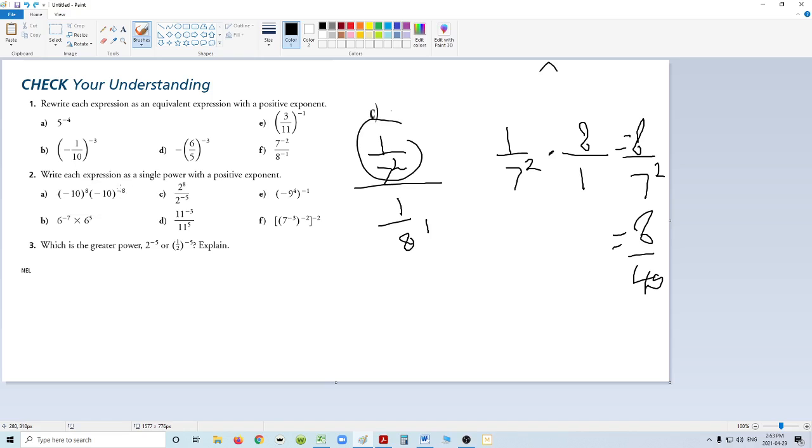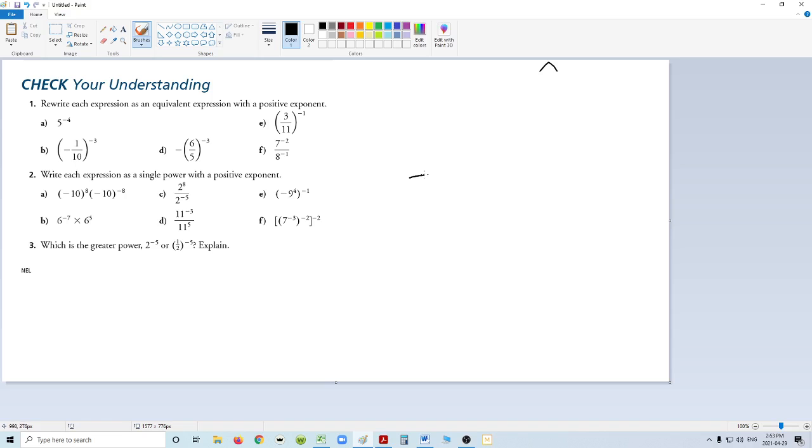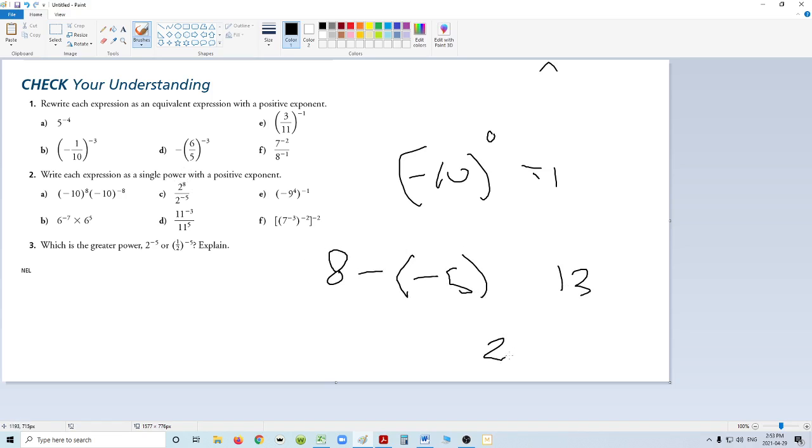This is interesting here. They have the same base, so you can add their exponents. What's 8 plus minus 8? 0. So you get minus 10 to the 0. And an important rule is any number to the 0 is equal to 1. So this here is equal to 1. And here they just want you to learn subtractions. What's 8 minus, and careful, it's minus minus 5? Well, that's 13. So it's 2 to the 13 is the final result for this one. And they just want you to get used to the rules of exponents.